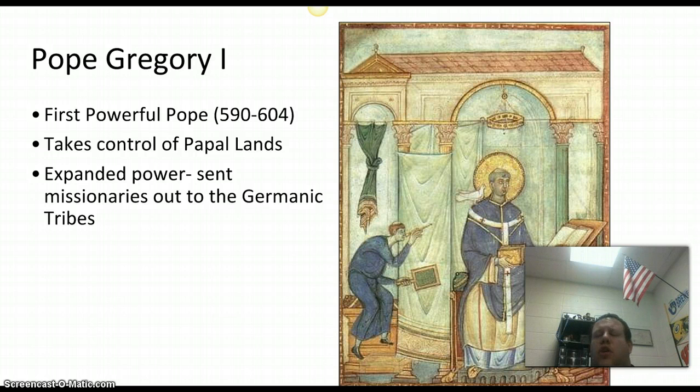At this time we have the Germanic tribes, who have their own religion that they brought with them from the Germanic areas. He sent a lot of missionaries out to convert people and link people together to Christianity. He was also big into music. He's considered the patron saint of music today, where he created what's called the Gregorian chant, which we'll look at in a minute here.